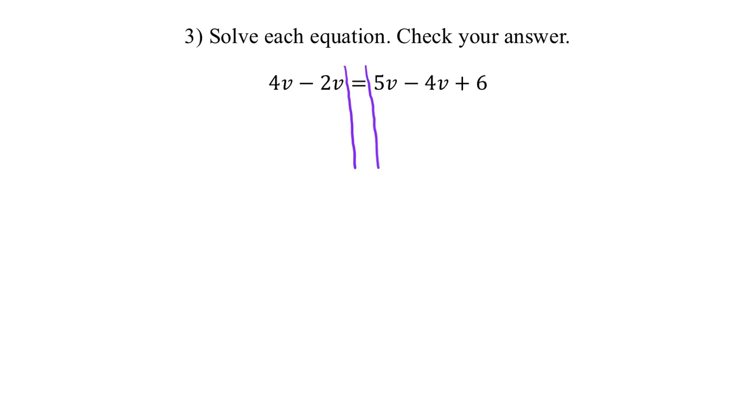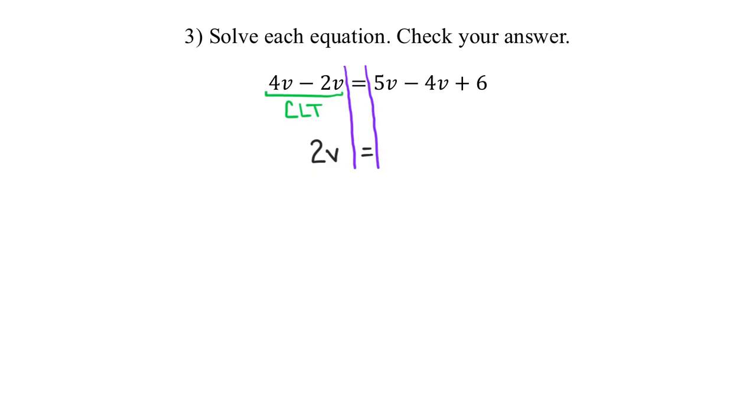Okay. Do you have any? Yeah. Okay. What do I want to do with these like terms? If you combine them, what is 4v minus 2v? It is 2v.